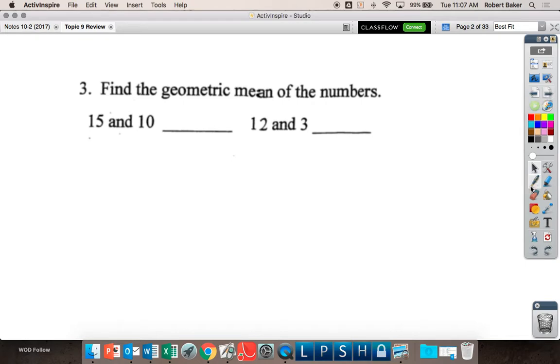I'm going to choose to do 15 and 10 because the answer is a little nastier than 12 and 3. So multiply 15 and 10 together. Step 1, multiply. Step 2, take the square root. Please answer with the simplest radical form. Who missed this? Okay, was that yesterday? No. The simplest radical form. We're looking for two numbers that can make 150, and we're hoping that one number is a perfect square.